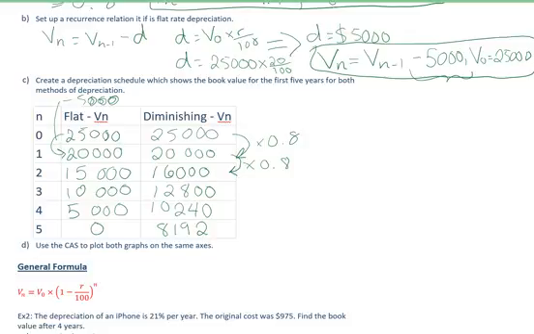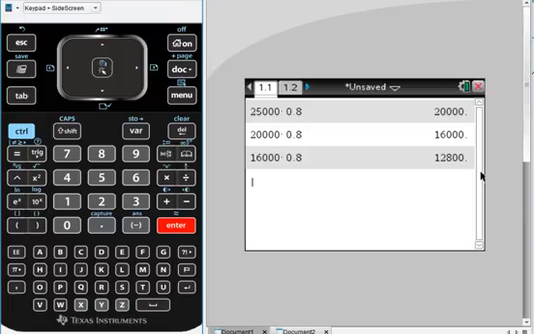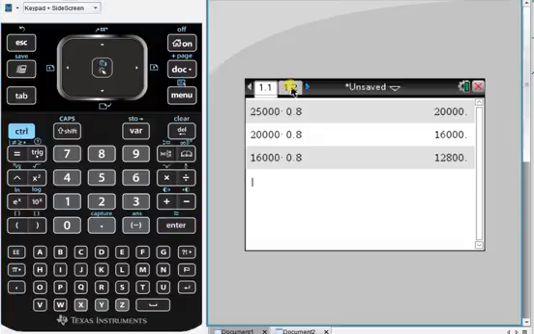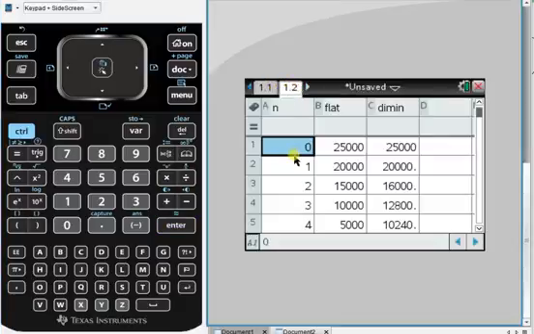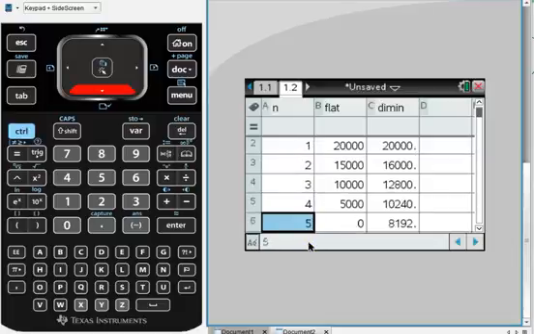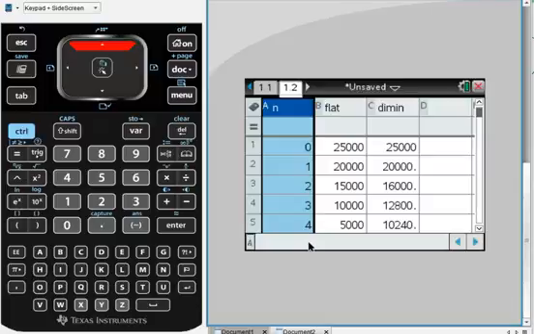Just as a follow-up to visualize this, I'd like you to use the CAS to plot both graphs on the same axes. Remember, flat is arithmetic, so it's going to be a straight line, versus diminishing, which is geometric, so that's going to be a curve. I've done a little bit of magic beforehand. Setting up, I've put in n from 1 to 5, flat and diminishing, so I've got all those values in there.